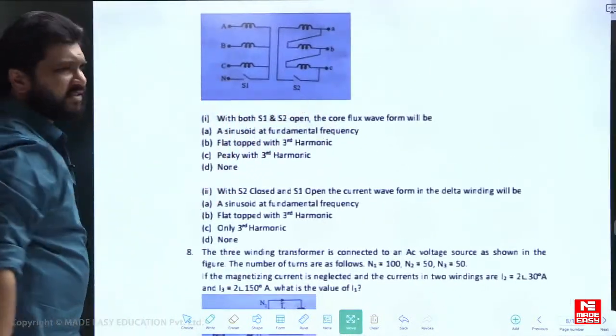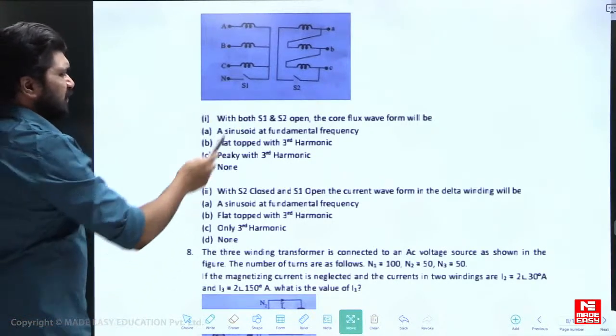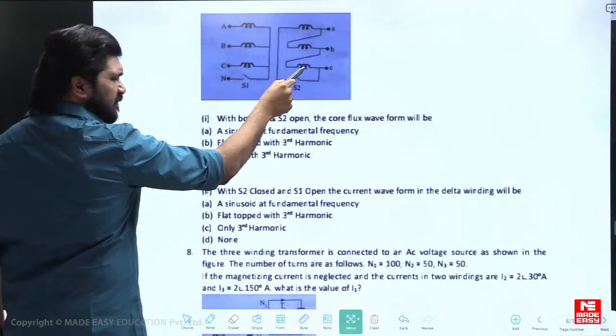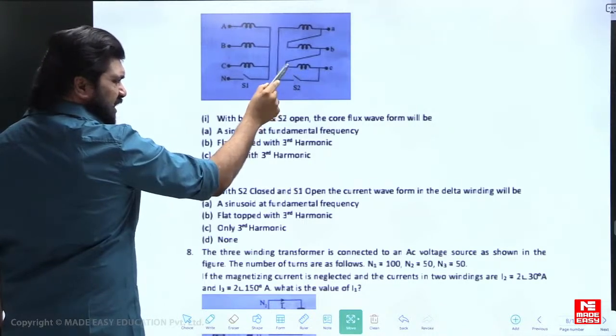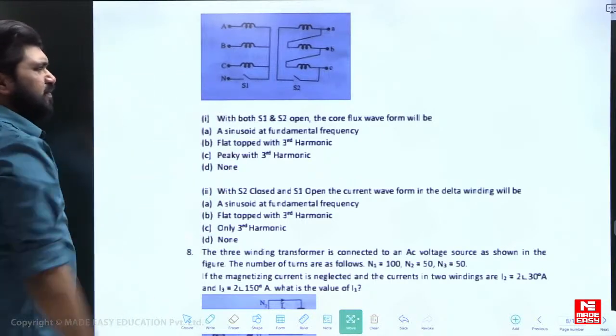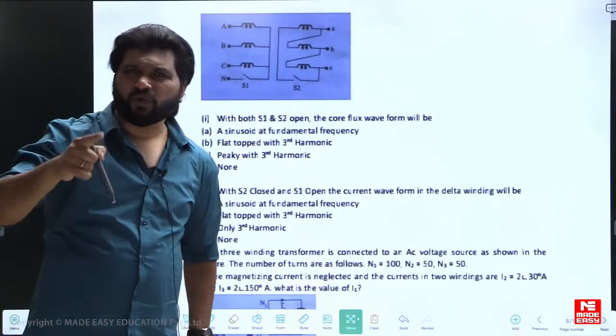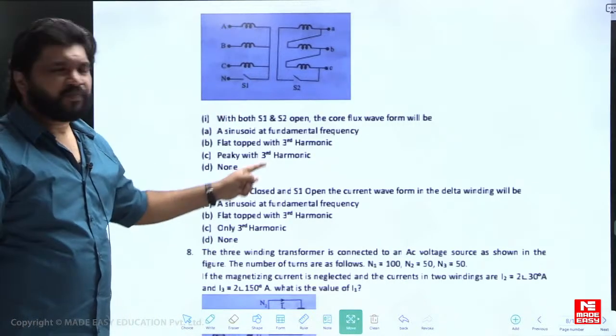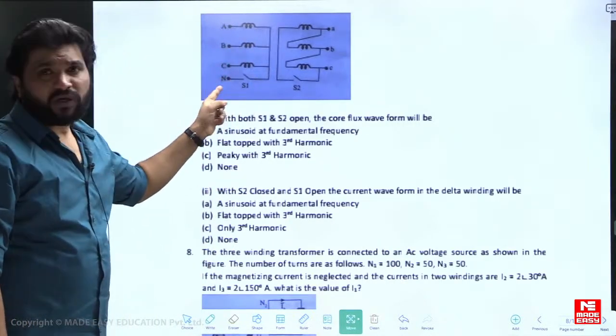The primary is star, neutral there is a switch S1, secondary is in delta, there is a switch again. If the switch is open, delta is open. If delta is closed, third harmonic currents can circulate. If neutral switch is closed, third harmonic currents can circulate.